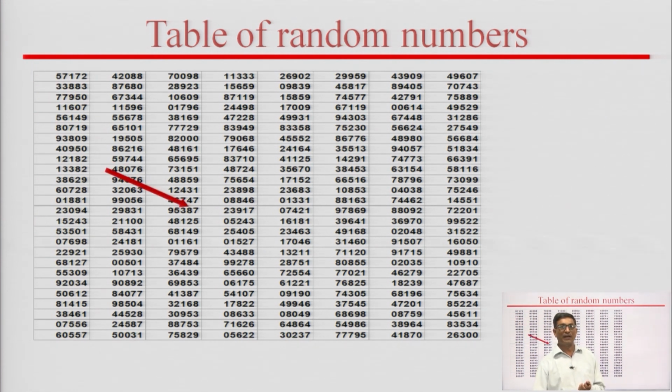we start from here and the number is 9,05,387, but we have only 1 to 1200 numbers.